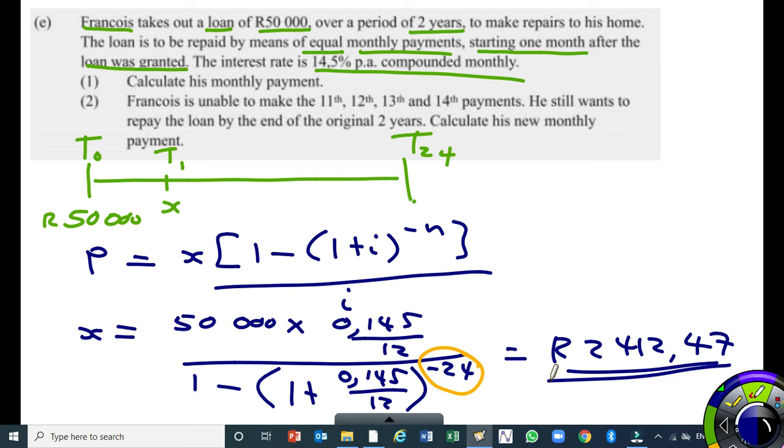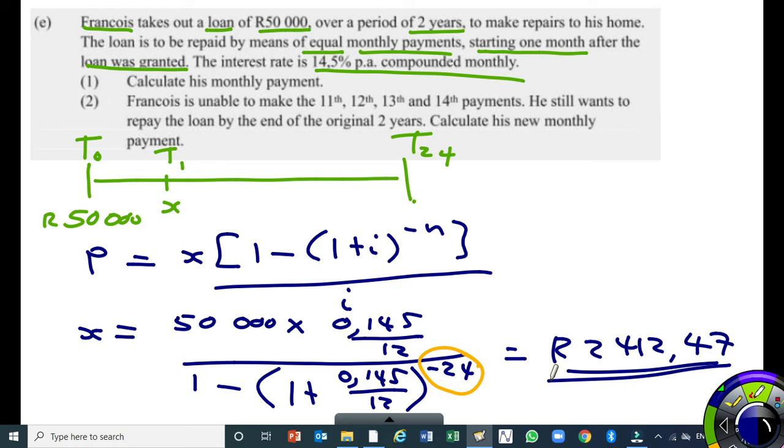So the question says, calculate his new monthly payment. The monthly payment will go up because of missing those 4 payments. So for us to calculate the monthly payment means we need to calculate the new value for the present value. That is the new P due to the delay.